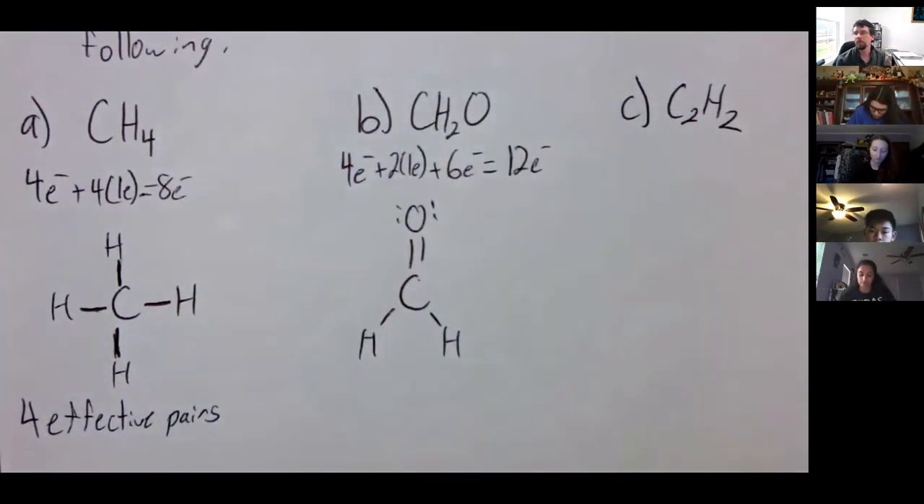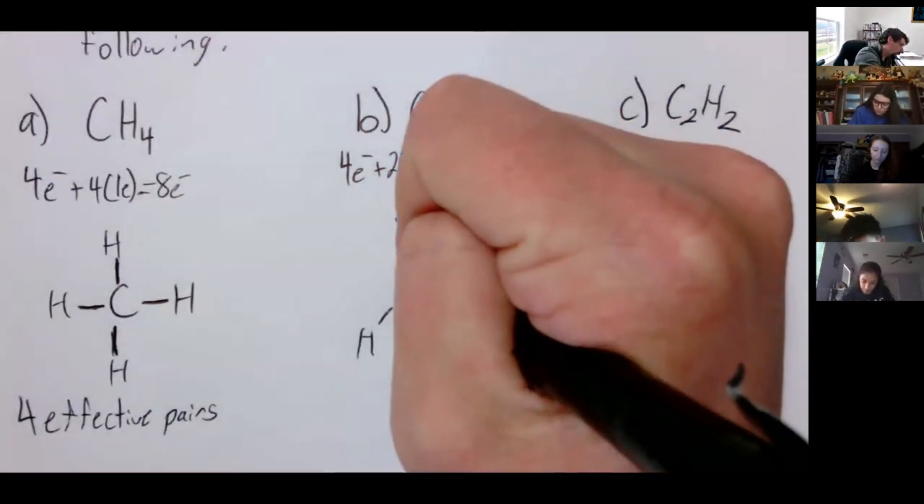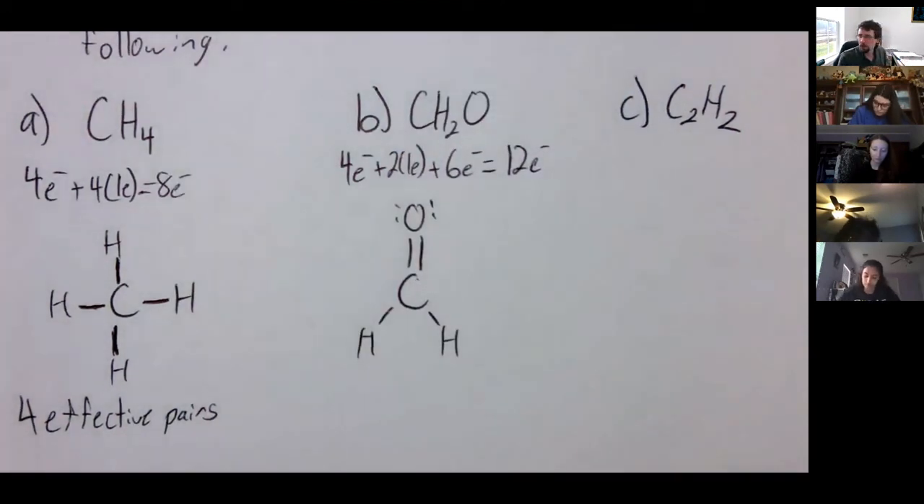Okay. So there we have our structure. I'm going to make those bonds a little more even. Now we need to determine the number of effective pairs around that central carbon. So how many effective pairs are there? Or how many regions of electron density are there? 4.